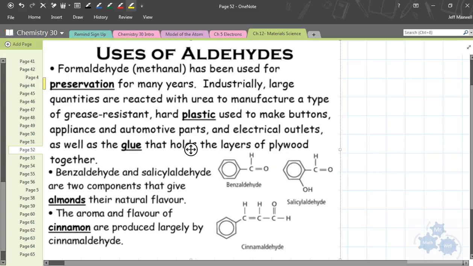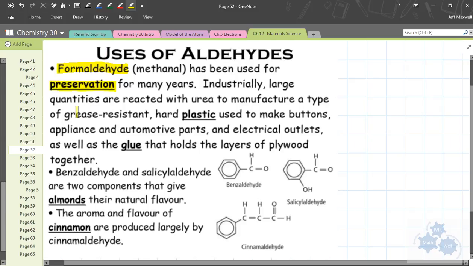Uses of aldehydes. Formaldehyde, the methanal that we just looked at, has been used for preservation for many years. So often formaldehyde is used to preserve specimens for biology. You get that really pungent smell when you're dissecting, right? If you pull the specimens out. I think there's other things that they use sometimes now, but it was a common preservation chemical.